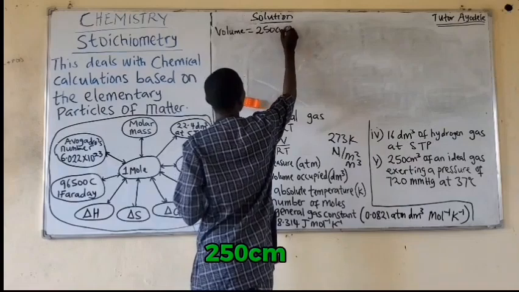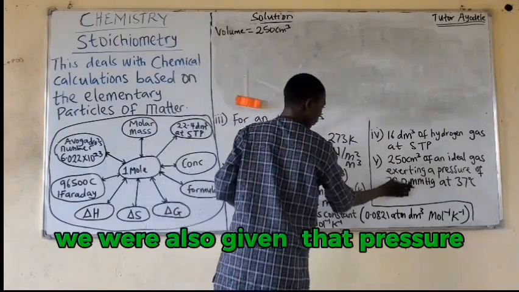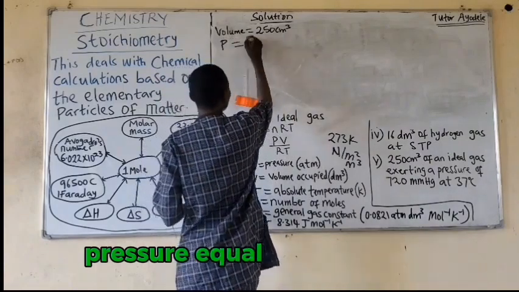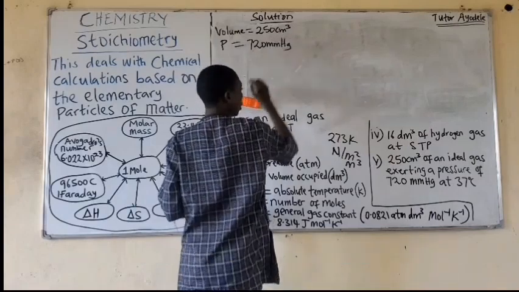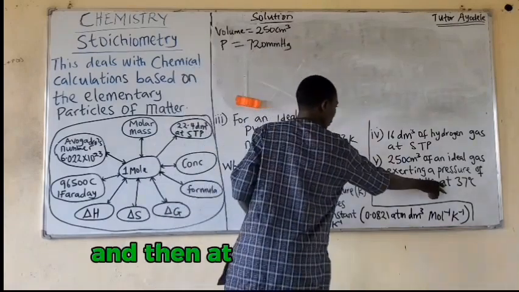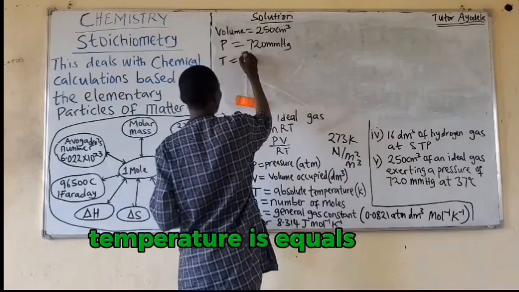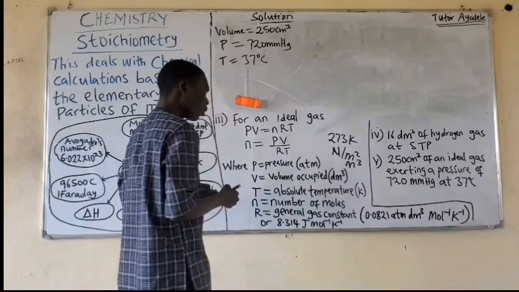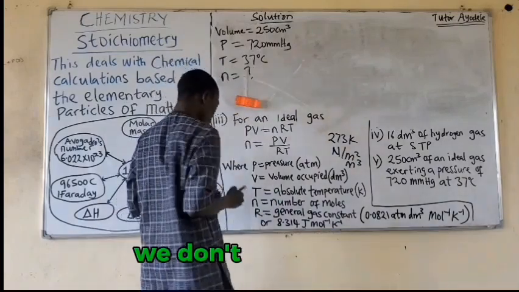250 cm cube. Okay. We're also given a pressure. Let me represent it to be P. Pressure is equal to 720 mmHg. And then at what? 37 degrees. That's our temperature. Temperature is equal to 37 degrees Celsius. Okay? What are we calculating? The numbers of mole is unknown. We don't know it yet.